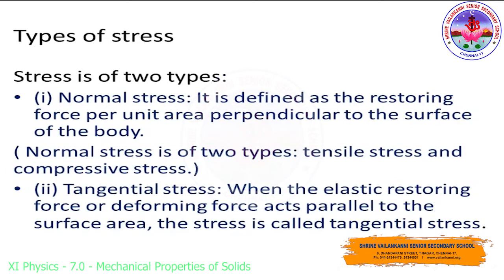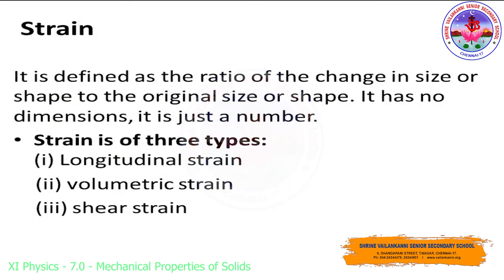Right. Tangential stress is nothing but when the elastic restoring force or deforming force acts parallel to the surface. That stress we can call a tangential stress, or we can say shearing stress. One by one we can see in detail. Normal stress is of two types, tensile and compressive, and tangential. Here I only explained the definitions. We'll see one by one in upcoming slides.